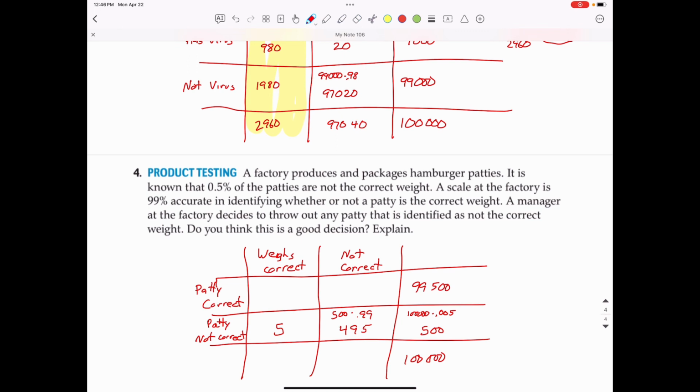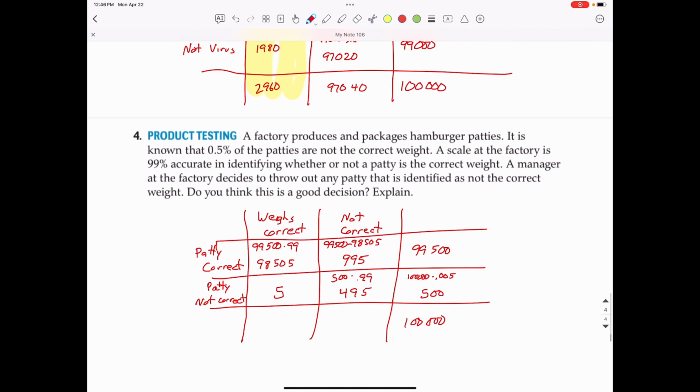If you've got 99,500 patties that weigh correctly, then 99% of those 99,500 should also be the correct weight, and that is 98,505. But the leftover ones, when you take 99,500 minus 98,505, you have some patties that are actually the correct weight, but they did not weigh correctly. The scale says they weighed incorrectly as the wrong weight, but they really were the correct weight. So when we add our columns up, we get 98,510 and 1,490.